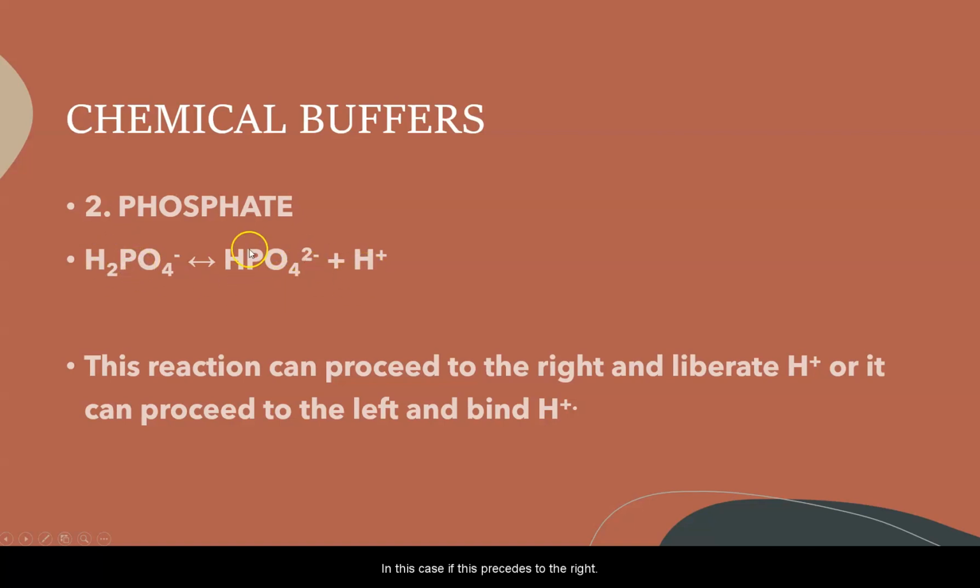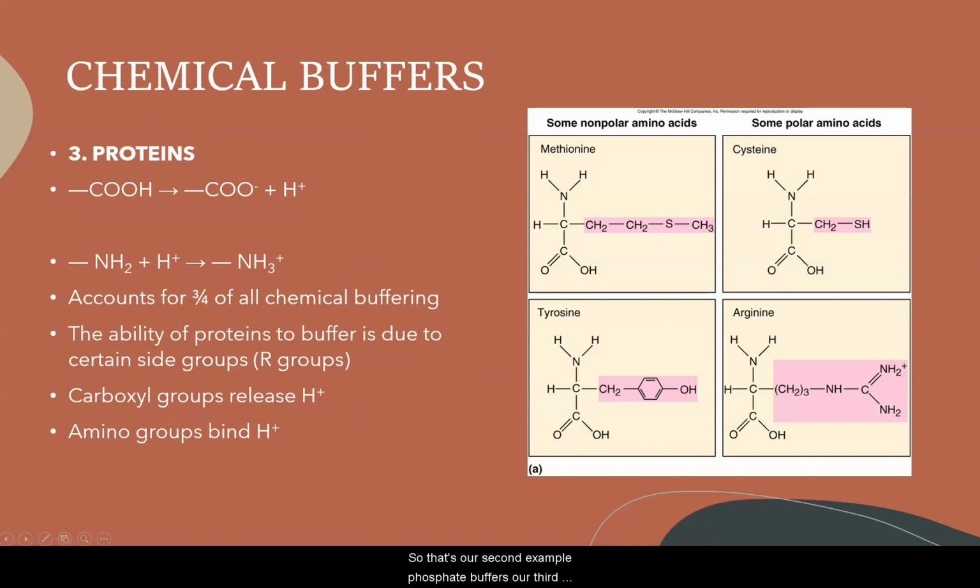In this case, if this proceeds to the right, we get dihydrogen phosphate liberating or releasing protons, which would of course make the blood more acidic, or it can proceed to the left and monohydrogen phosphate can bind this proton to become dihydrogen phosphate, and it can make the blood more basic. Okay? So that's our second example, phosphate buffers.